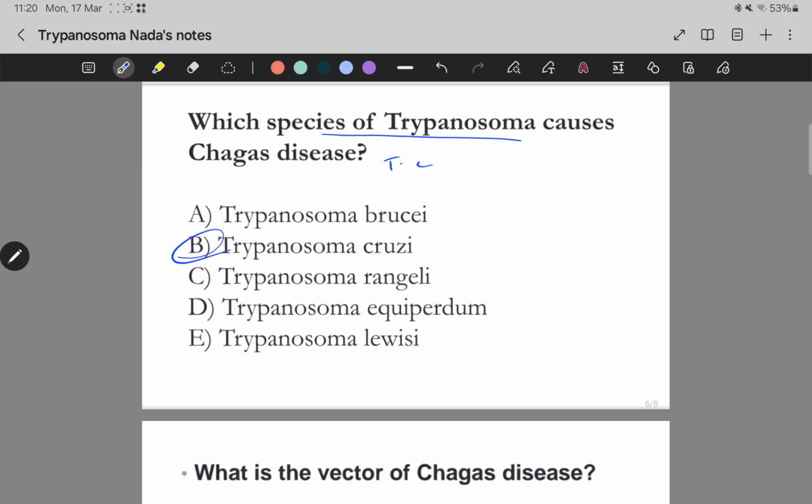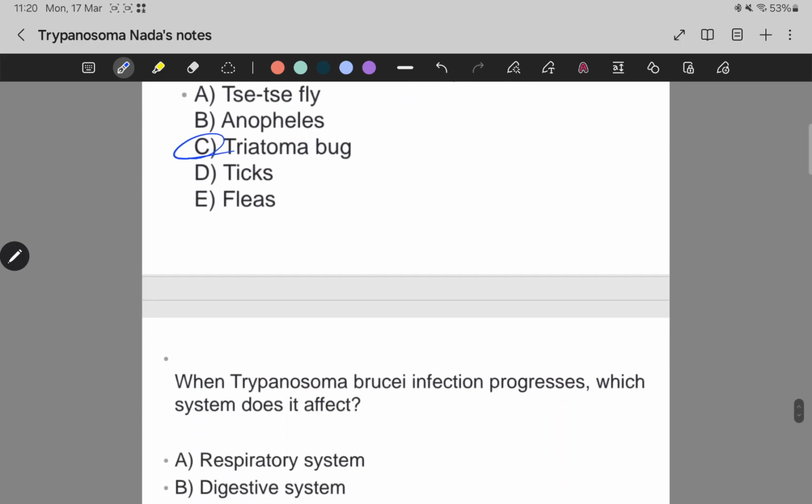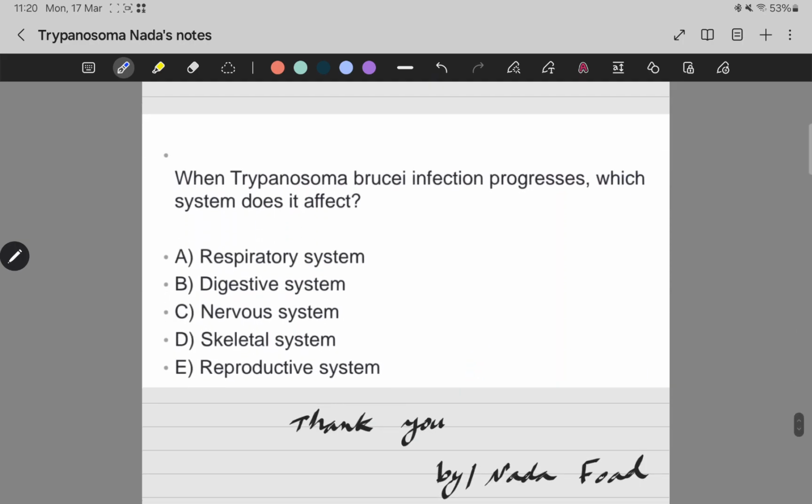Trypanosoma cruzi, and easy. Okay, what is the vector of Chagas disease? The kissing bug, triatoma, and reduviid bug, different names. Okay, last question. When Trypanosoma brucei infection progresses, which system does it affect? Like Trypanosoma brucei, when it progresses, it causes sleep. So sleep means the central nervous system is actually involved, meaning the nervous system.